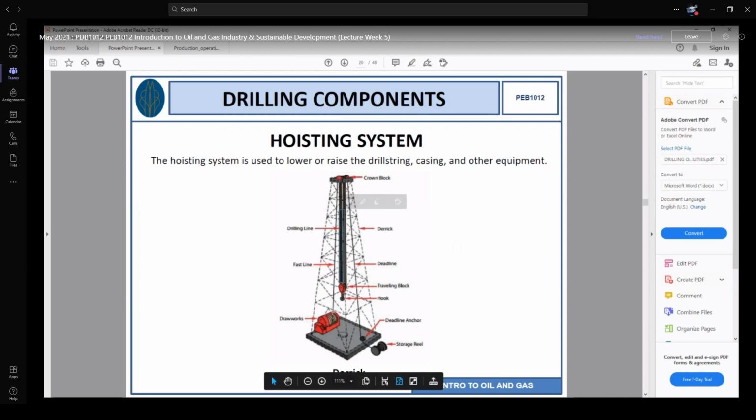If we release the metal line from this drum, this traveling block is going to be lowered down. So if I want to raise the drill string or any equipment up, I have to spool the line over this drum. If I want to get my equipment, drill string, casing, or other equipment down, I have to release the drilling line from the drum, then it will be going down.